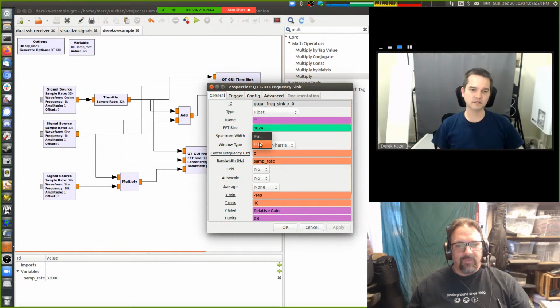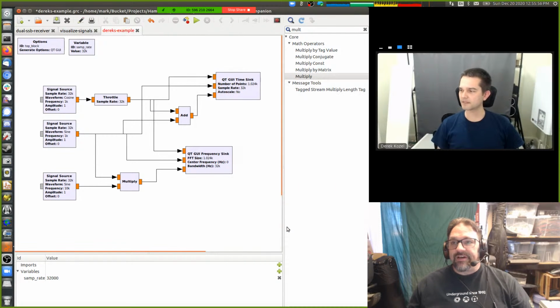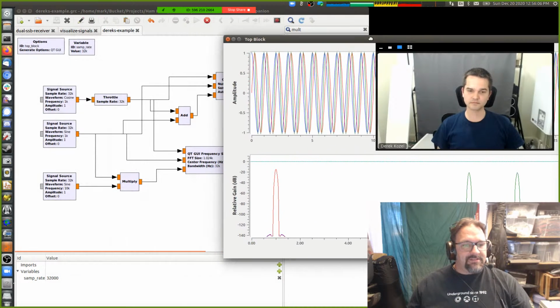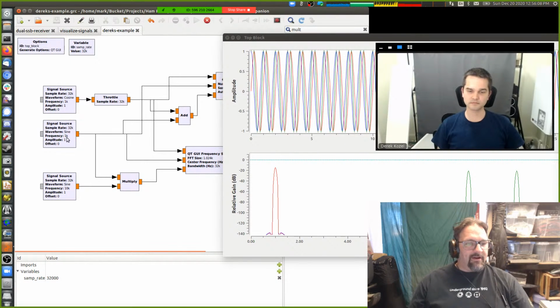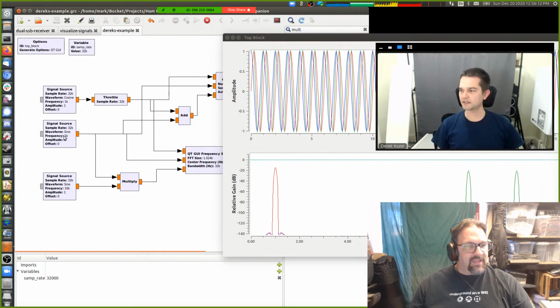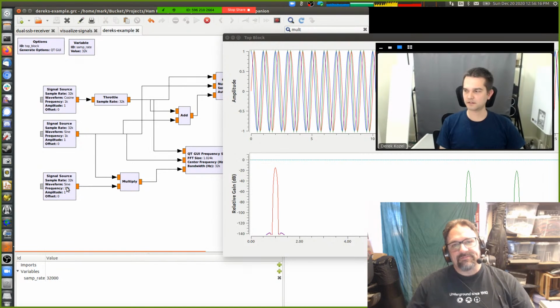Yeah. All right, so let's explain what we just saw here. Okay, so I put it back to half, so we're only looking at half the spectrum. What I did is I grabbed my 1K audio source. I just grabbed one of the two, and I mixed it with a 10K, right? So this 10K is my local oscillator, and I did a multiply.